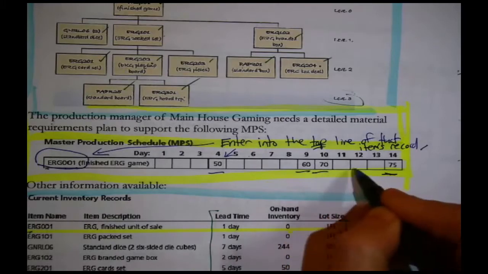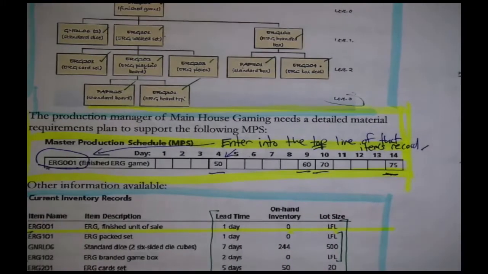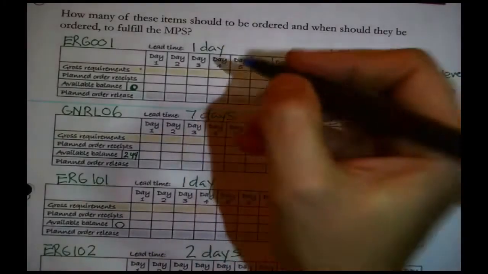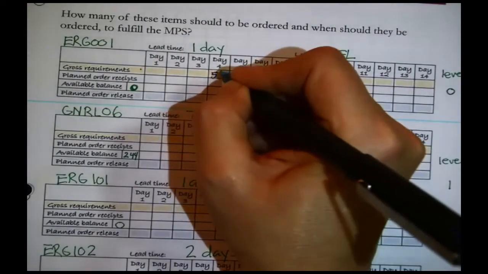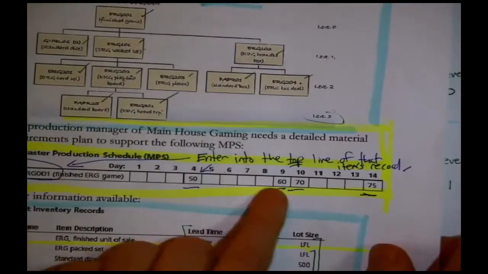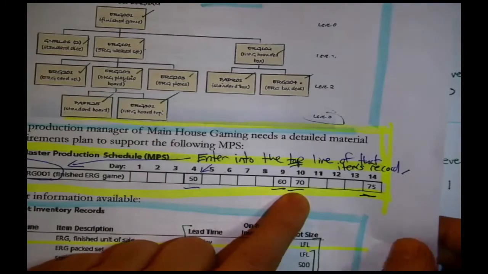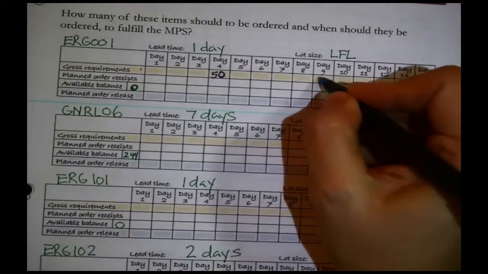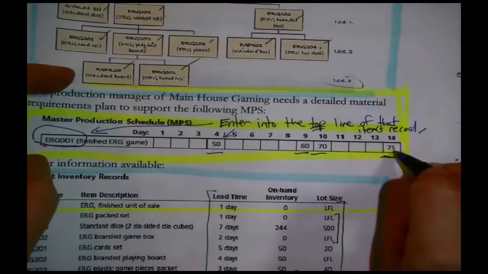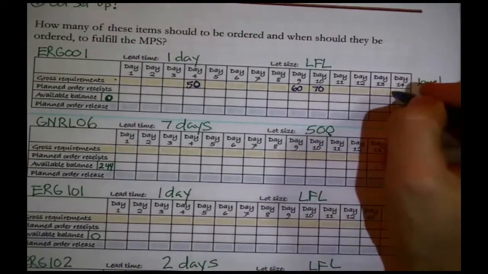That's what you do with these numbers. Once we do that, we will finally be set up, because this 50 on the 4th day, we want to ship out 50 of these games. This 50 on the 4th day goes here, the top line, the gross requirements of ERG 001. Same thing, this 60 here and 70 here. Days 9 and 10, 60, copy carefully, then 70. And then finally, this 75 right here is transferred to right here, day 14 of that item's record. There, finally, we're done getting set up.